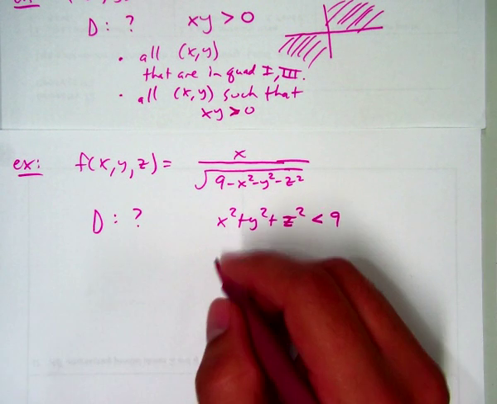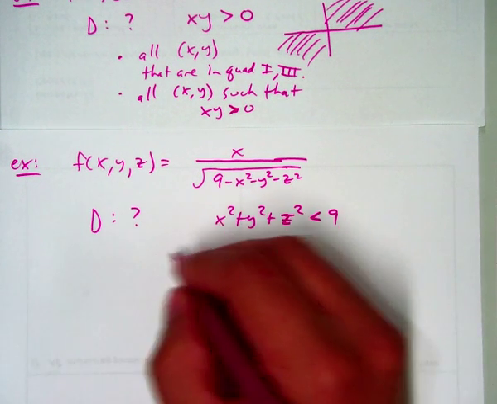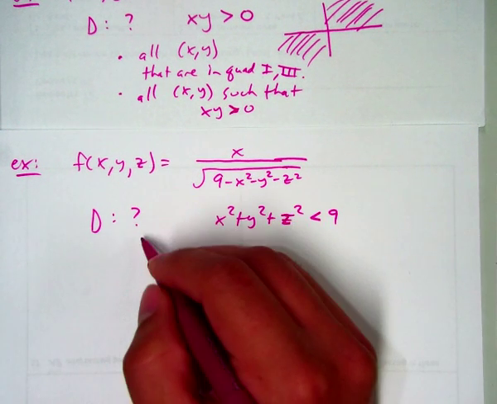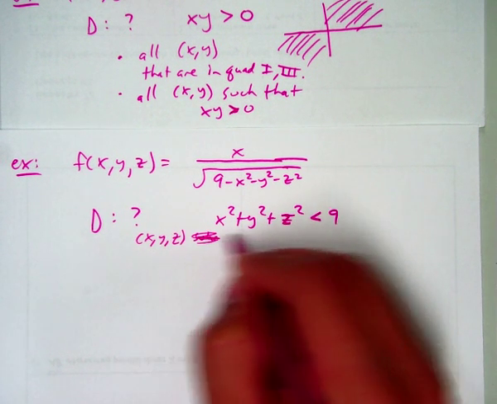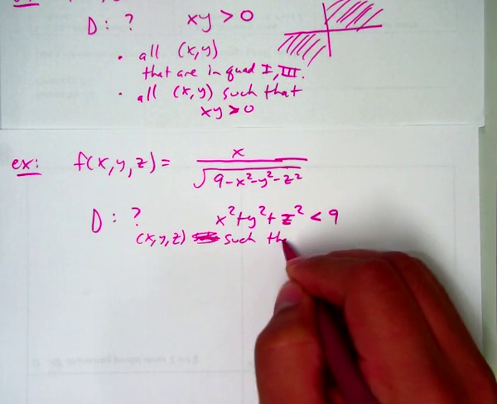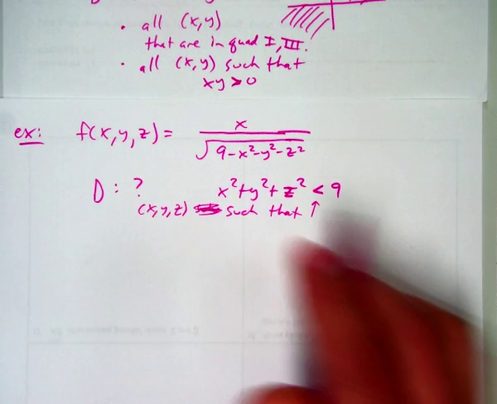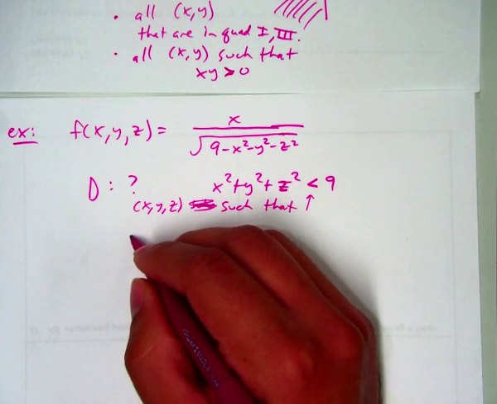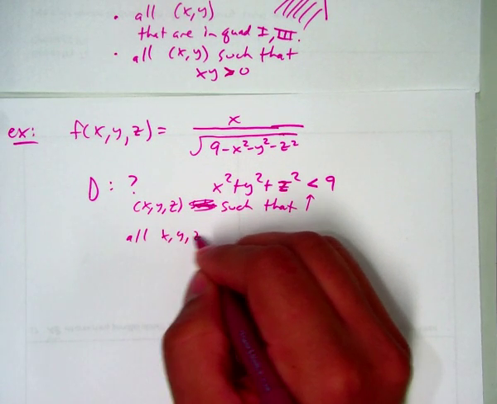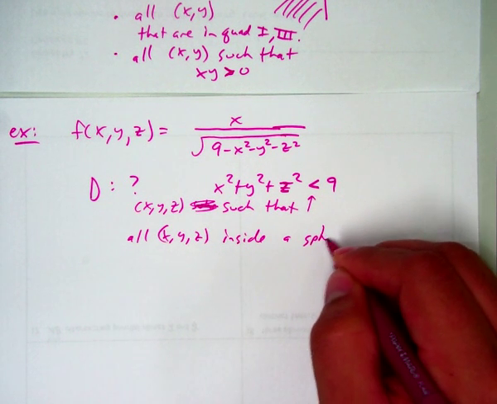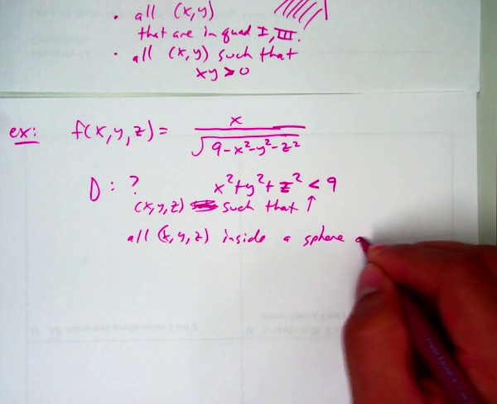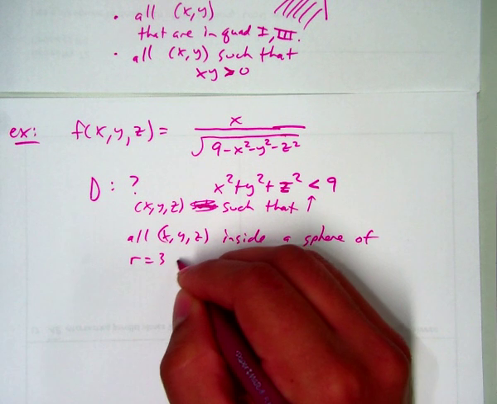Can we write like... You could say this, x, y, z, such that this is true. You could also write it's all x, y, z inside a sphere of radius equal to 3 centered at the origin.